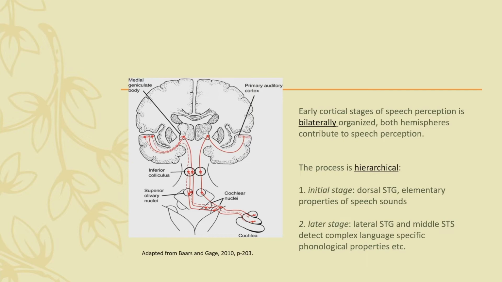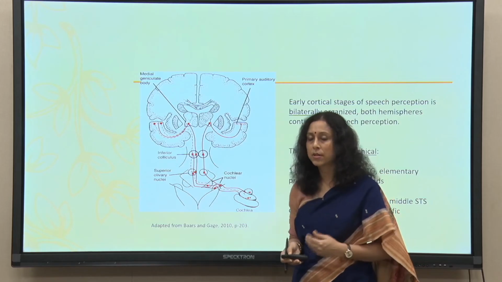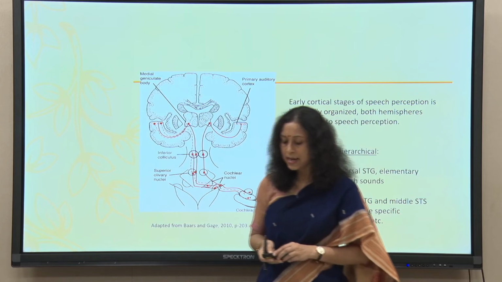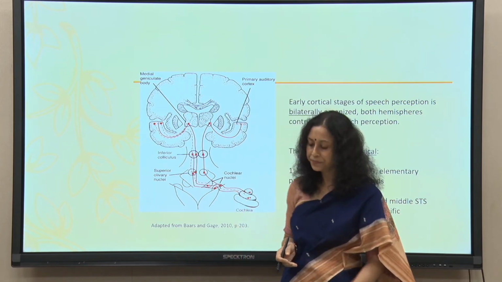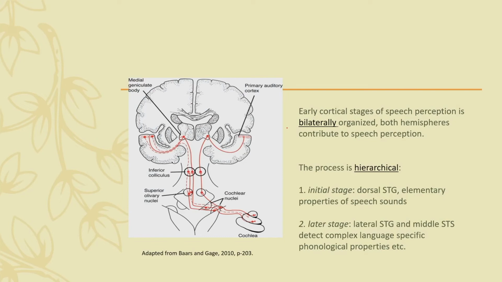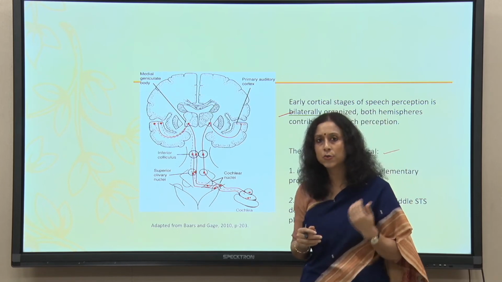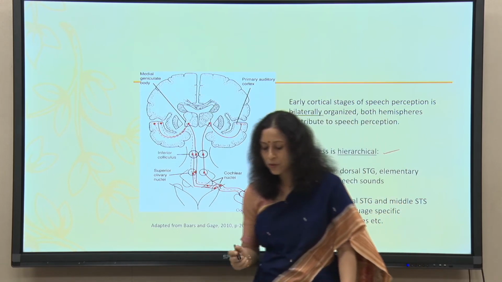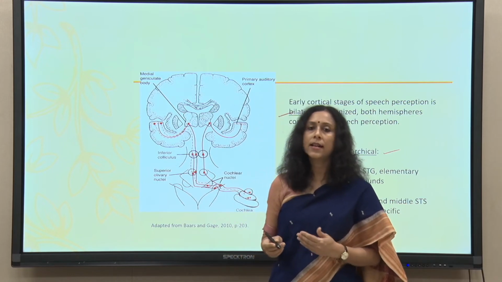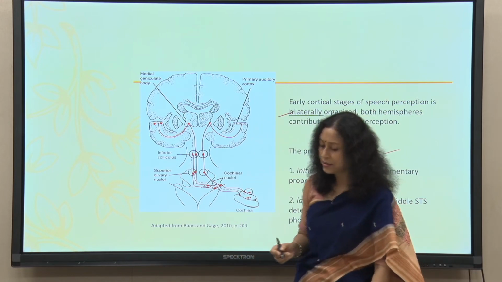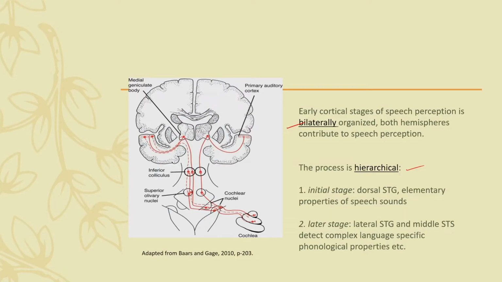Now, one of the most important things about speech perception is that the early stages at least have 2 important features. One is that it is bilaterally organized, another feature is that it is hierarchical. We are talking about the early stages, that is, when the speech signal is received and travels from the inner ear to the auditory cortex. So, the 2 features of bilaterality and hierarchical arrangement are what we will talk about. Bilaterally organized means that it is found in both the hemispheres.